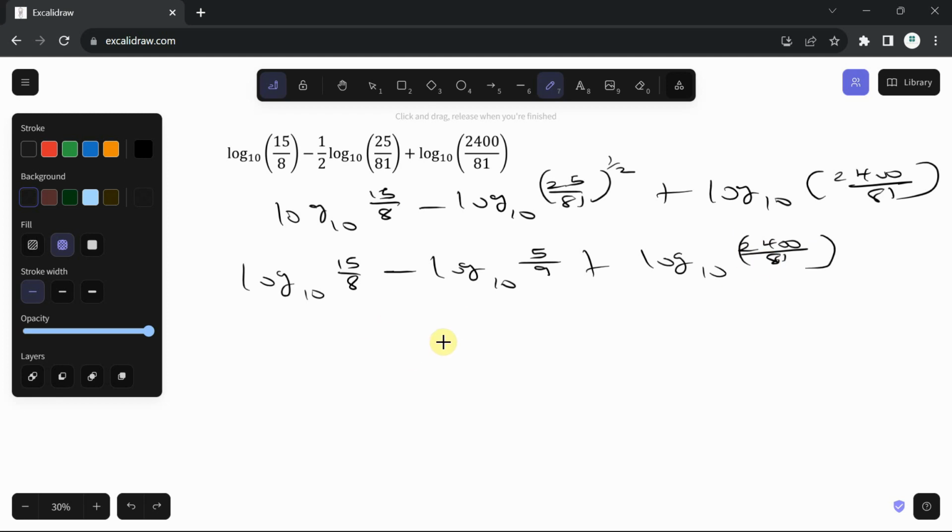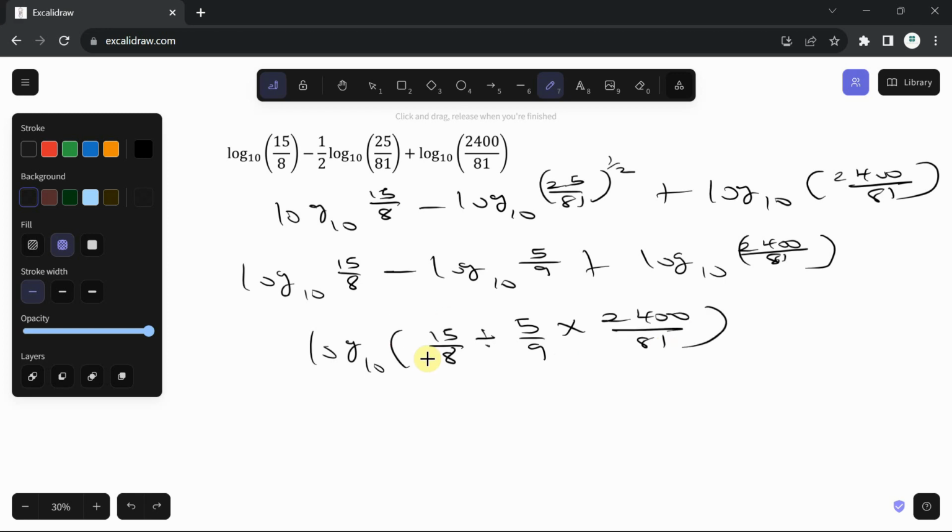Great. So look at this is log. They all have the same log, and there is minus and then there's plus. So I can group everything together and say log 10 15 divided by 8 divided by, so this is no more minus, it's now divided by 5 over 9, and this will no longer be plus, this will be times 400 all over 81.